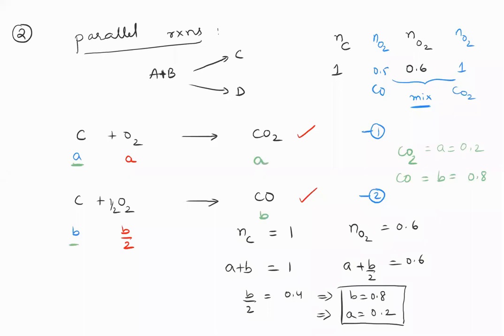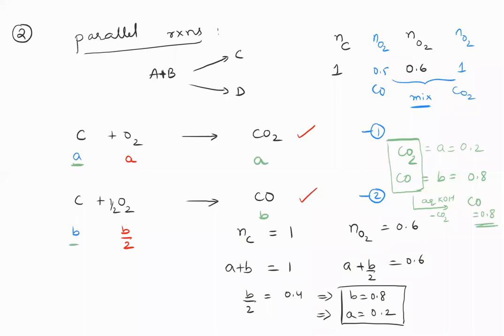Or I can say I'm passing this mixture through aqueous KOH. Remember aqueous KOH, what does it do? When you have a mixture and you pass it through aqueous KOH, carbon dioxide is absorbed. So the moles will fall down to 0.8. So I can frame the question based on this concept.